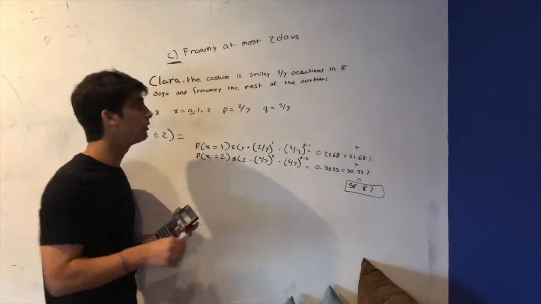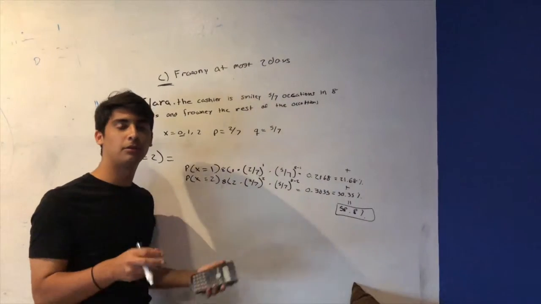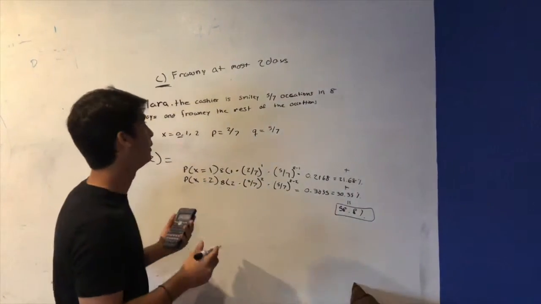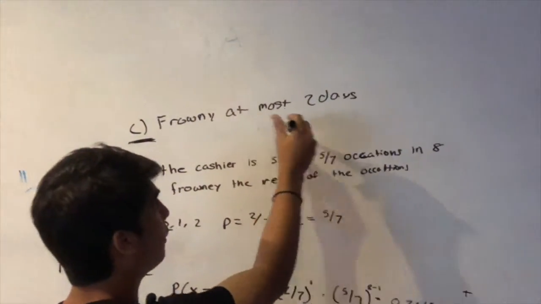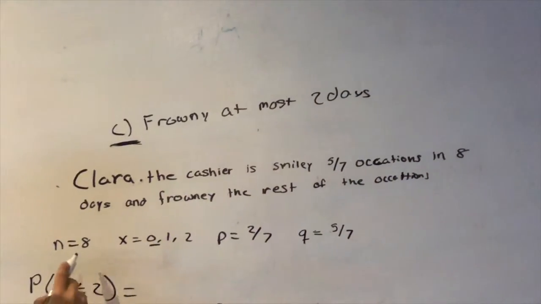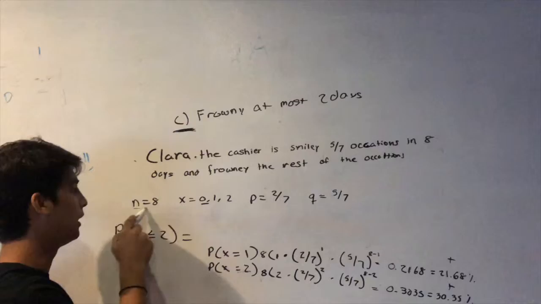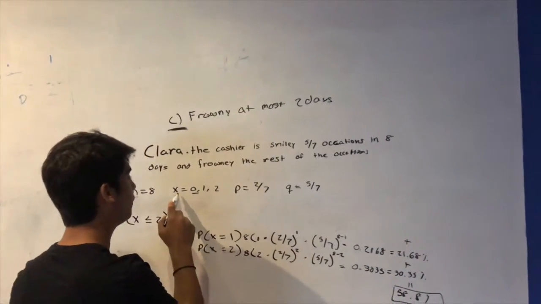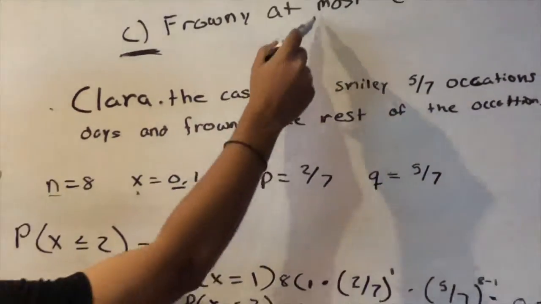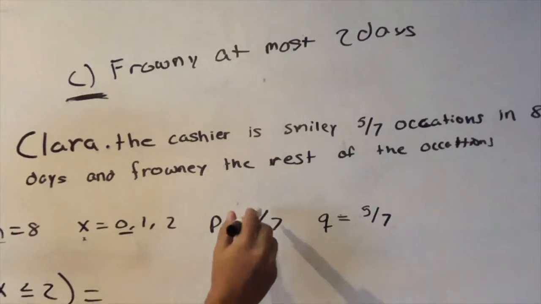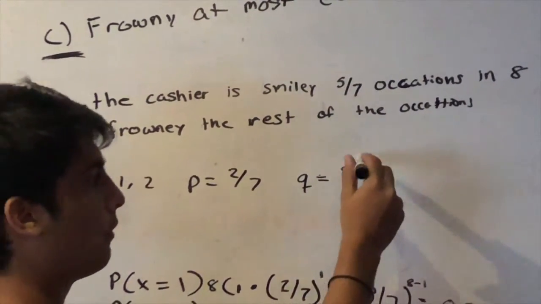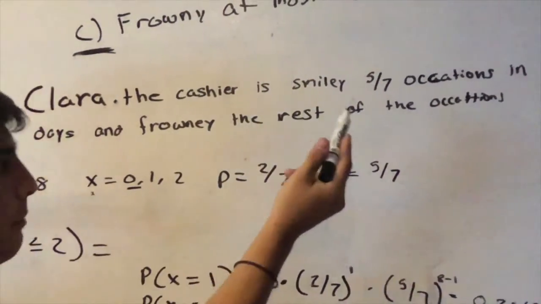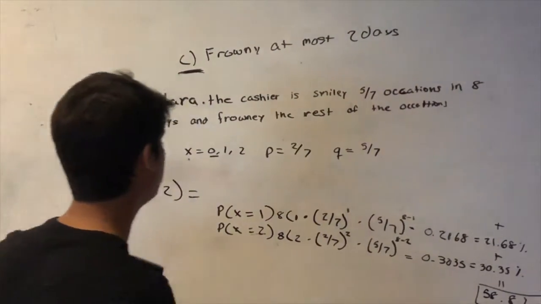Hi, my name is Alejandro and I'm going to show you the exact same problem as my friends Edu and Tomas, but with a different choice. It's Clara frowny at most 2 days. So here we have our data: 8 days. Our x's will be 0, 1 and 2 because it's at most. Probability of success 2 out of 7 and probability of failure 5 out of 7. The probability of success is the number of times Clara is frowny.